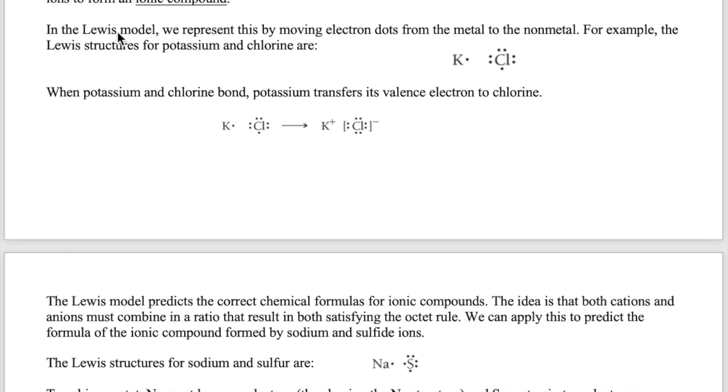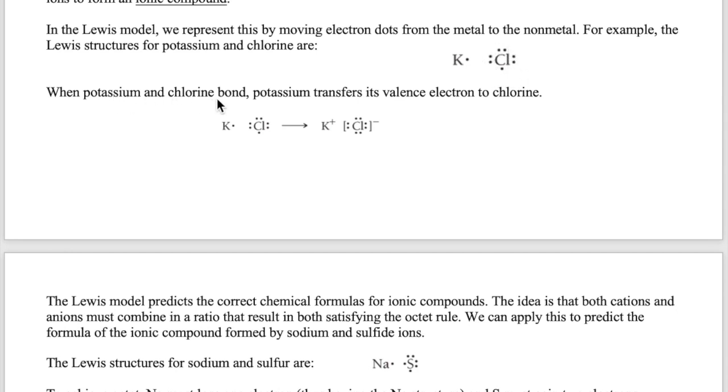Now in the Lewis model, the way we represent a cation and anion is by drawing the two elements together. So for example, potassium chloride, the ionic compound. In this case, we start with potassium and chlorine separately. Potassium is a group 1 element, so it has 1 valence electron, and then chlorine is a group 7 element, so it has 7 valence electrons.